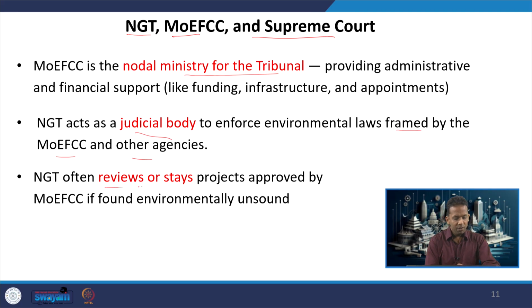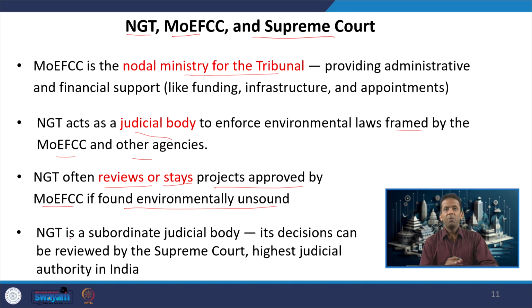It often reviews or stays projects approved by MoEFCC if found environmentally unsound. So, it is possible that some projects can be approved, or some projects can be stayed or reviewed again on the recommendation of NGT, even though it is approved by the ministry. So, this was the relation between NGT and the ministry.